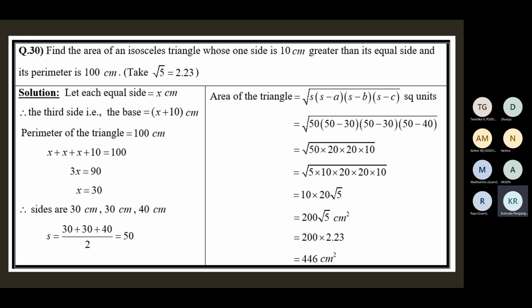Let each equal side be x, so the third side, which is the base, is x plus 10. Then find the perimeter. The perimeter is given, 100. So you have to add the three sides. So x plus x plus x plus 10 is 100. So that way you can find x. And once you get x, you can find the three sides of the triangle. So x is 30, another x is 30, and x plus 10 is 40. Then substitute the semi-perimeter and find the area.